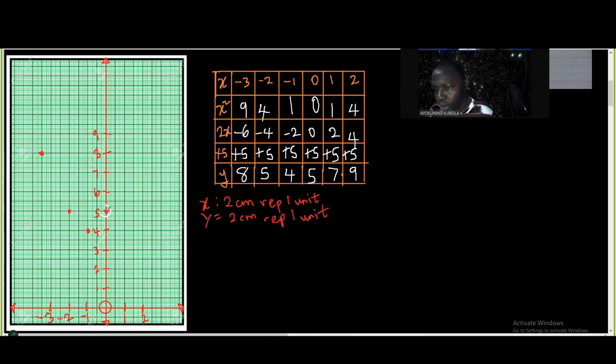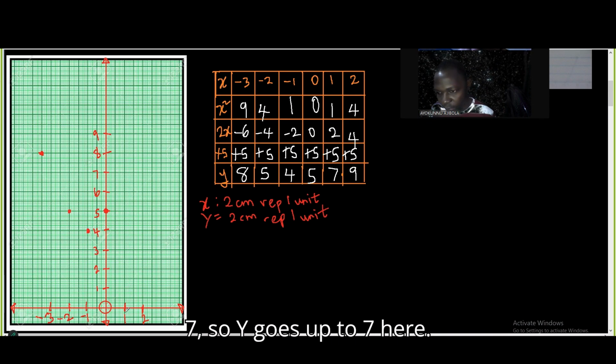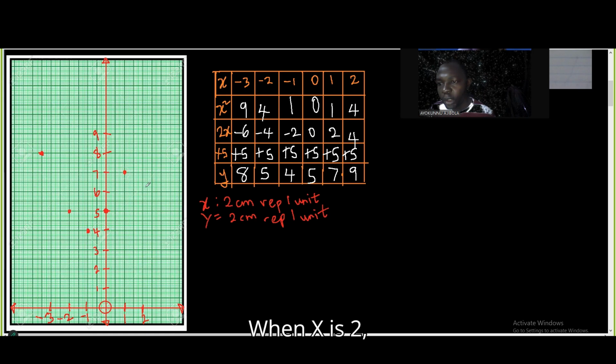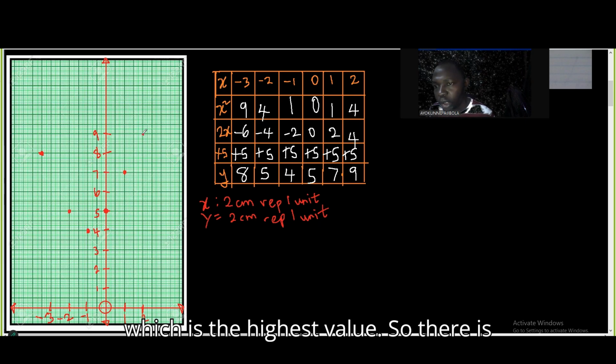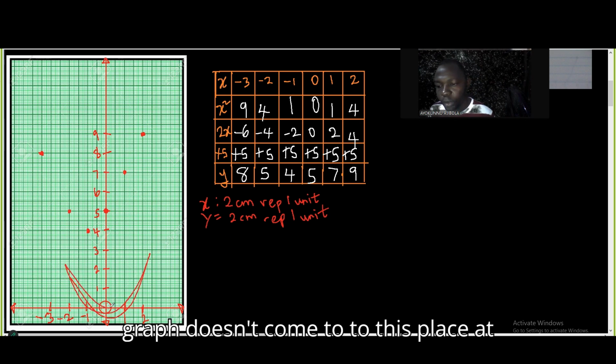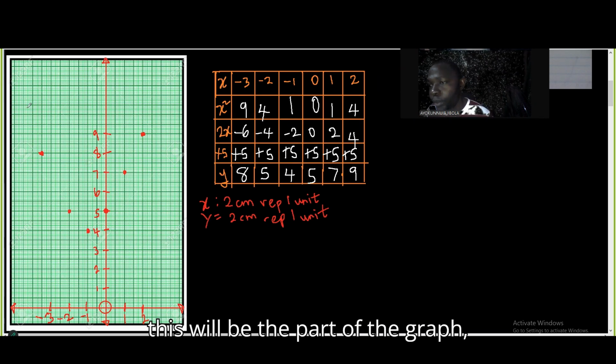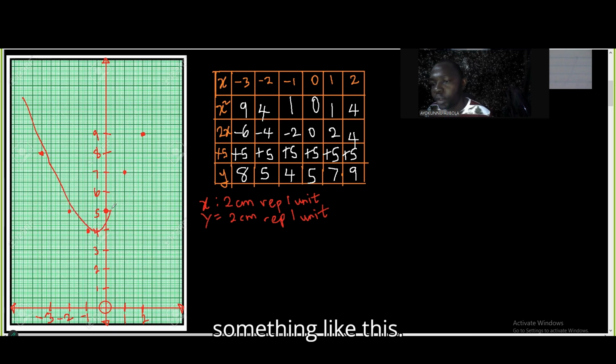Then 0 goes to 5. When x is 0, y is 5, so on the axis here. And when x is 1, y is 7. So y goes up to 7 here. When x is 2, y then goes up to 9, which is the highest value. So there is no zero value for y. That means our graph doesn't come to this place at all. So now this will be the part of the graph, something like this.